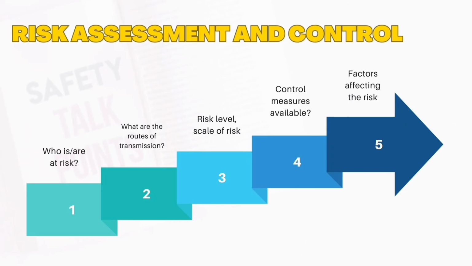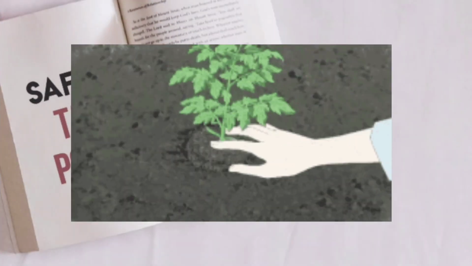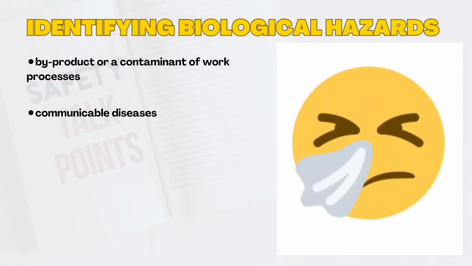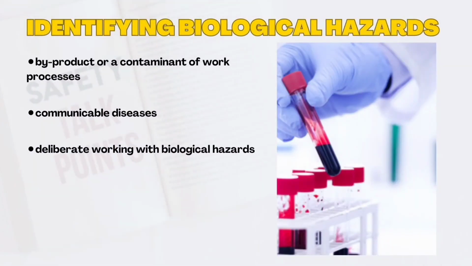Ways to identify biological hazards in the workplace are: 1. Occurring as a byproduct or a contaminant of work processes. 2. Environmental biological hazards, including animal and insect transmission or zoonoses. 3. Communicable diseases brought in from outside the organization, transmitted from person to person. 4. Deliberate or intentional working with biological hazards.